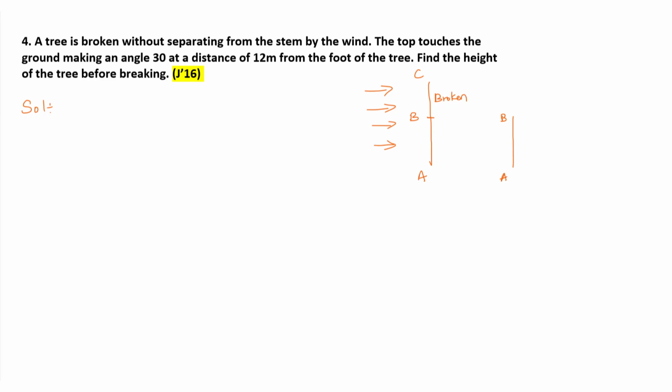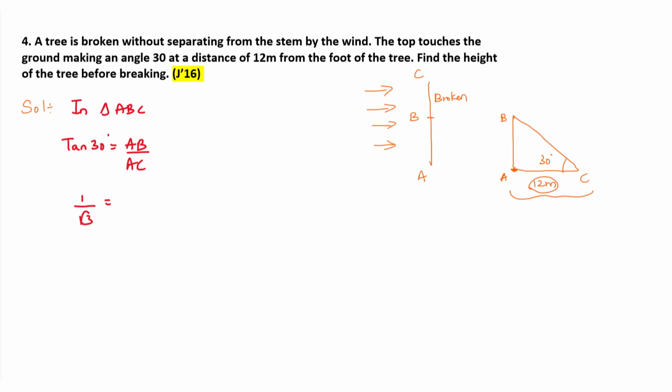This is AB and the broken part BC falls onto the ground at a distance of 12 meters from the foot of the tree. This is the foot of the tree, that is A, which is at 12 meters distance and making an angle of 30 degree. In triangle ABC, tan 30 is equals to AB by AC. What is tan 30? Tan 30 is 1 by root 3. AB is unknown, and AC is 12. So AB is equals to 12 by root 3 meter.